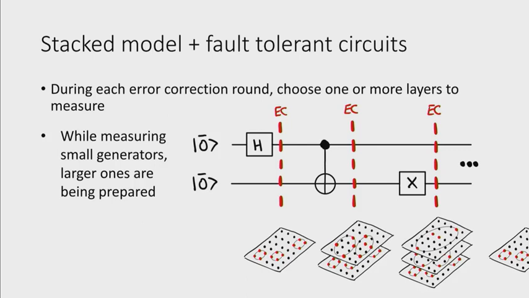And the idea, and where we get the savings, is that in the rounds where we do only the local and the lower layers in the stack, we're going to be preparing the larger ones essentially in the background. So as we do each error correction step, we're going to slowly build up the resources needed to have all the generators available at some point in the future to measure.